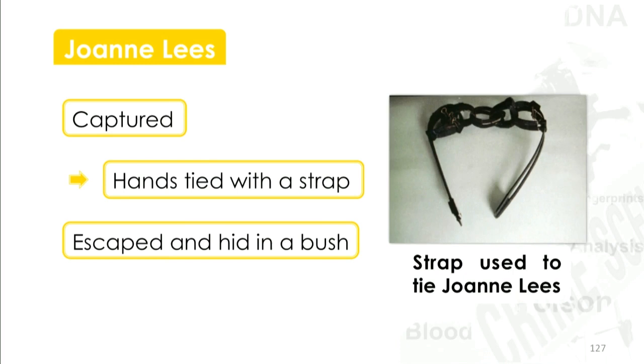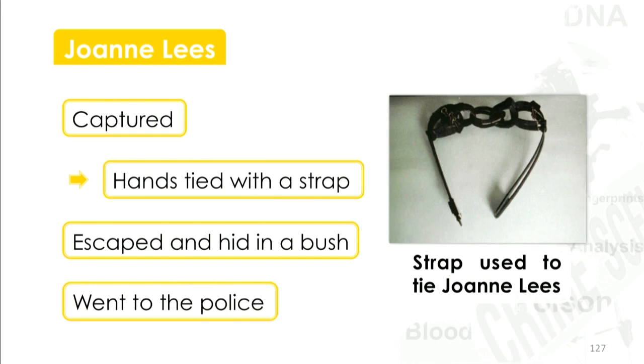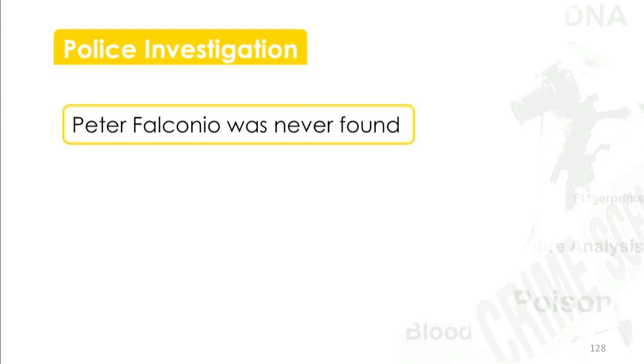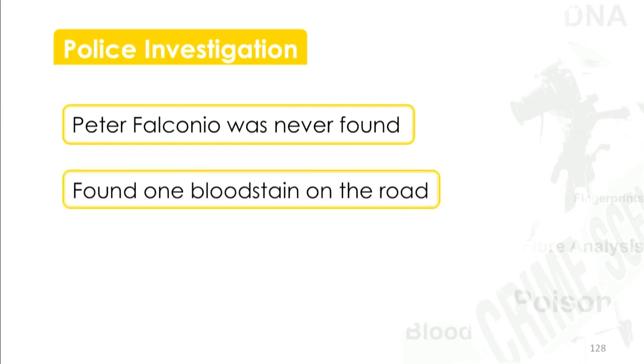When she felt safe, she came out of the bush, was picked up by a truck driver, and taken to the nearest police station. When the police investigated, they were never able to find Peter Falconio's body. They did find one bloodstain on the road.